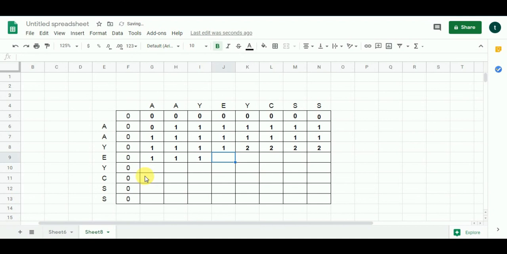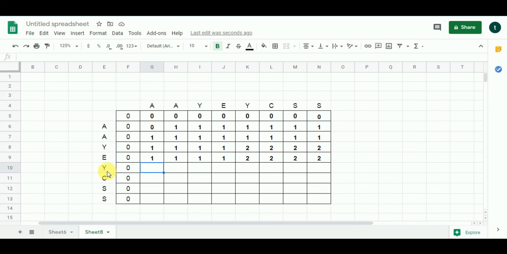Now over here, E matches with E, but as you can see, their indexes are same. Hence, we are going to take the maximum value again out of these two values. So it's going to be 1. E doesn't match with Y. So what is the maximum value? It's 2. Similarly, 2 is going to be the maximum value in these cells also, because E doesn't match with any of these cells.